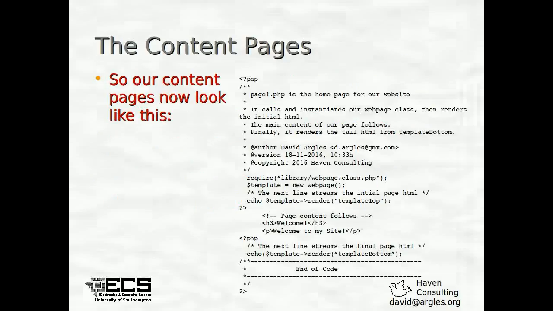So if we now look at our content pages, they look like this. They're more or less as they were before. So we require our web page class and we create a new template. But notice now when we create our $template equals new web page there, we don't need to specify what's going to go in the title bit in our head section. That's now done automatically for us. One less thing that we have to update as we update our pages, and one less thing to go wrong. That sounds good to me. So then the next line renders the initial page HTML as before, and the rest of the page is as it was before. So that means job done.